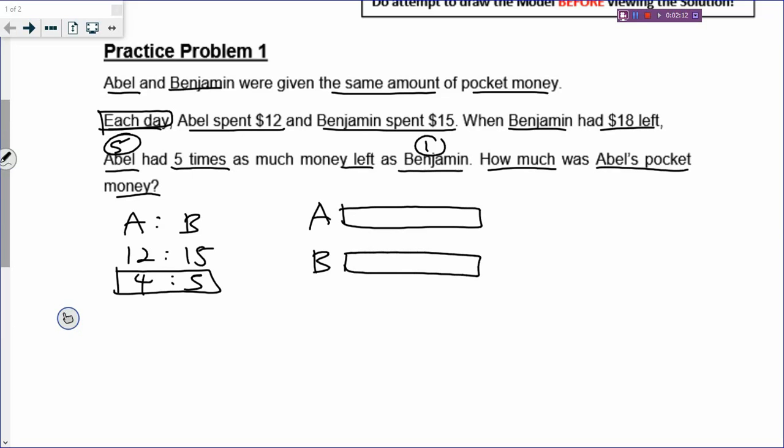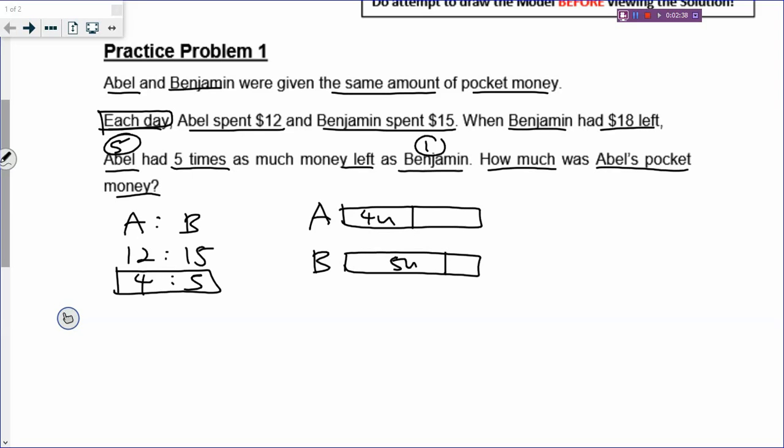And because after some days, Abel spent 4 units, right? So each day Abel spent $12, which is 4 units. So I'm going to cut over here. After some days, Abel spent 4 units, and Benjamin will spend 5 units after the same number of days. So I cut a bit longer, and this is your 5 units that Benjamin spends, right?